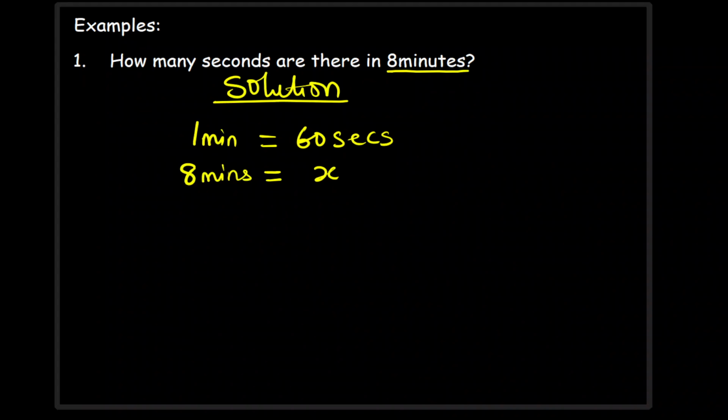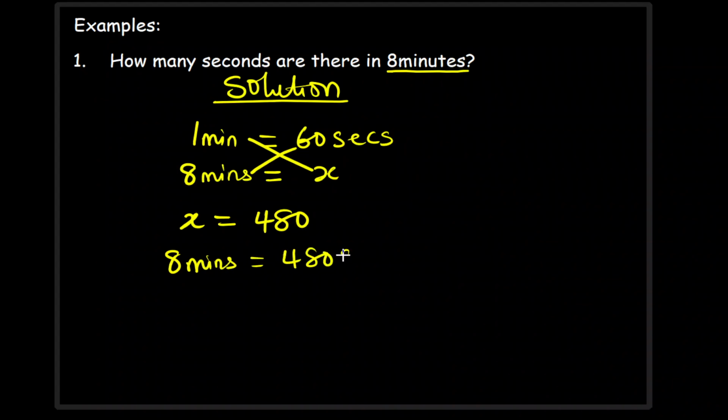Now, in direct proportion, the easier method of solving is what we call cross multiplication. Later on we'll look at the method we use for inverse, but if it is direct proportion, we cross multiply. So 1 times x gives us x equal to 8 times 60, which is 480. So that means 8 minutes is equal to 480 seconds.